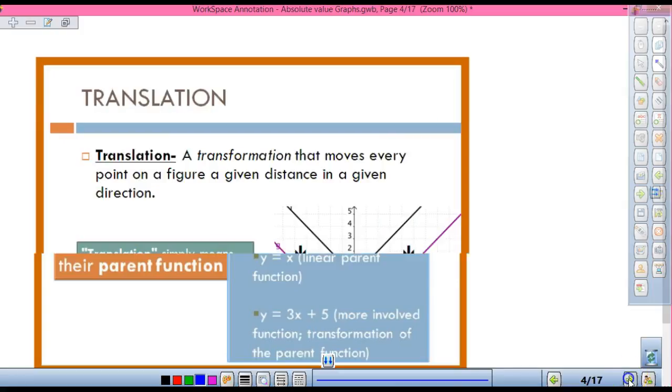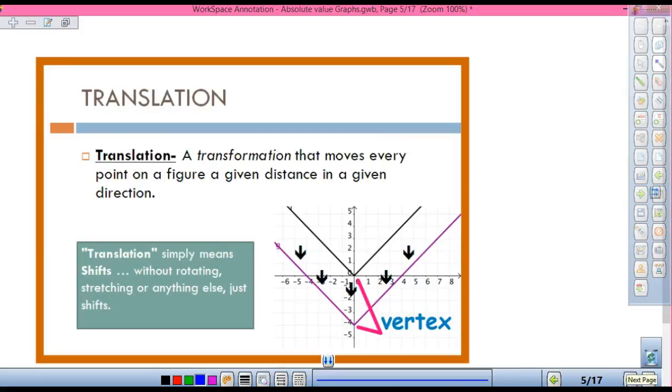Alright, so we talked a little bit about the parent function. When we slide it up and down, or if we move the vertex, we call that a translation. So when we did it with our line, our parent function looked like that, right? And then when I moved it up four, that's called a translation. We're just moving. And so that's what we're going to talk about today. We're going to talk about graphing that absolute value and then translating it and how we're going to translate it.